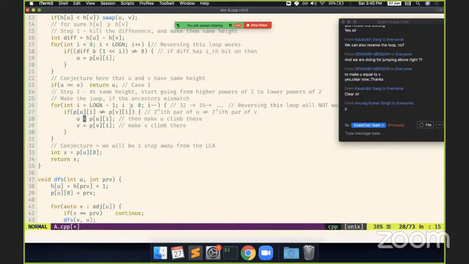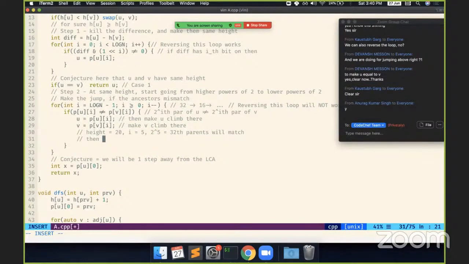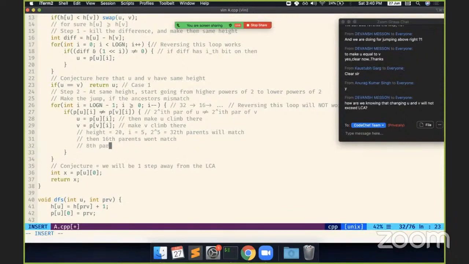So remember from the samples that we were talking about, say the height difference was 20. Then when you try I equal 5, you have 2 to the power 5, 32. So 32nd parents will match. Then 16th parents won't match, so this condition will actually be triggered for 16th. Then 8th parents will match.